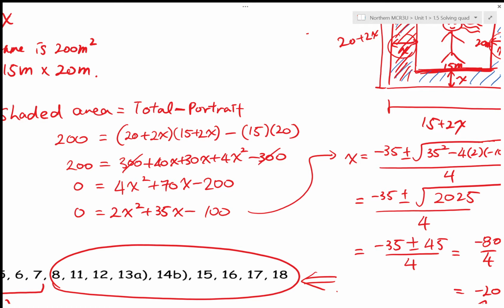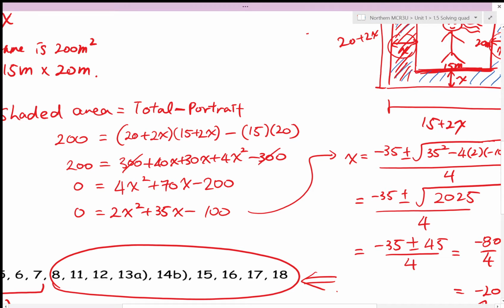If you have come up with the reason why it becomes 2x squared plus 35x minus 100, actually I divided everything by 2. So I divide everything by 2, even this side. If you can see it, 0 divided by 2 is 0, 4 divided by 2 is 2, 70 divided by 2 is 35, 200 divided by 2 is 100. So I just simplify the equation a little more so that we are dealing with smaller numbers.